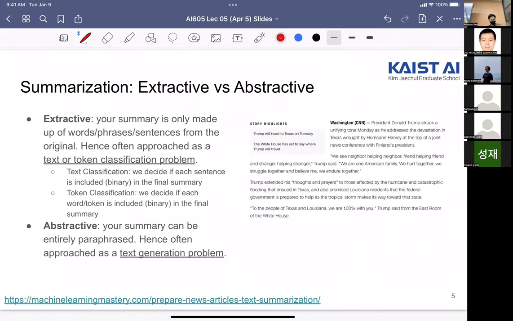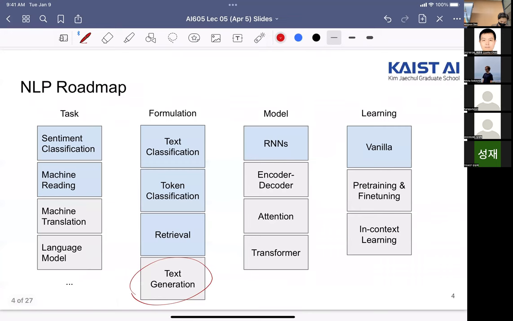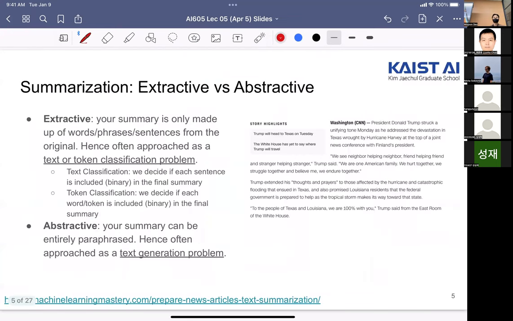So what is text generation? I think there are a few examples. One of them is, for instance, summarization. I don't have it here, but that's one example. But I think it's important for you to first understand if every problem needs to be formulated as text generation or not. Summarization is a really good example. When you're given an article like this, you might be asked to summarize the long article into a few sentences. And there are several ways to do that.